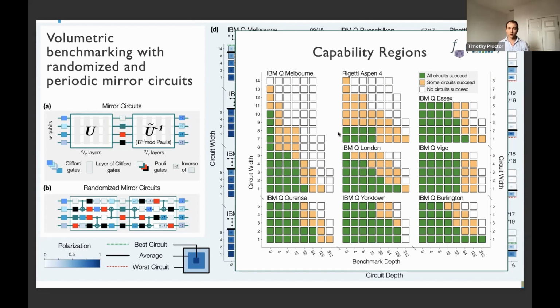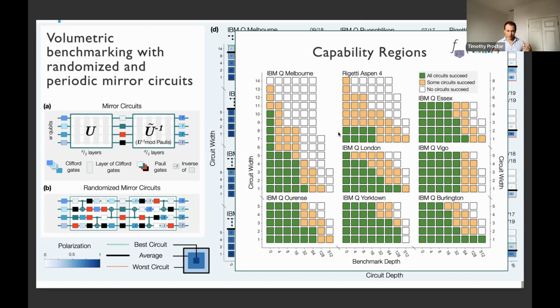This is what we call capability regions. The idea is that it's meant to be an easy-to-understand summary of a device that also contains lots of really useful information about how well a device works. For each device, we split the width-depth plane into 3 regions. One of them, the green region, is where all circuits of that shape have succeeded in our experiments, an orange region in which some succeeded and some failed, and a white region in which they were all failing.